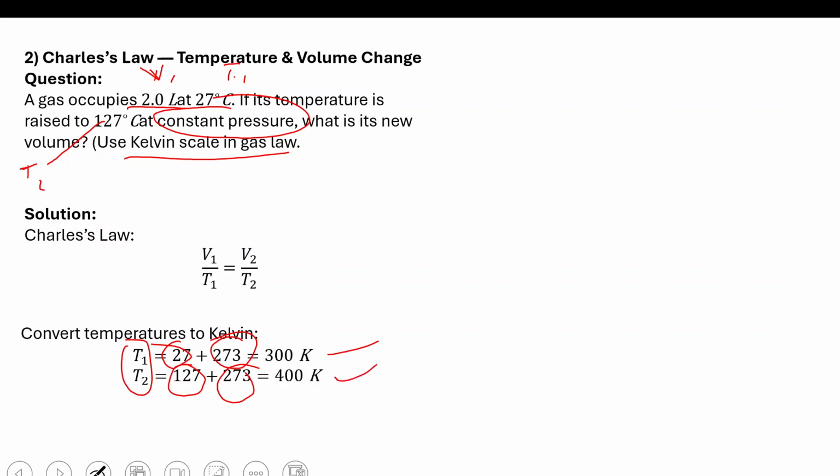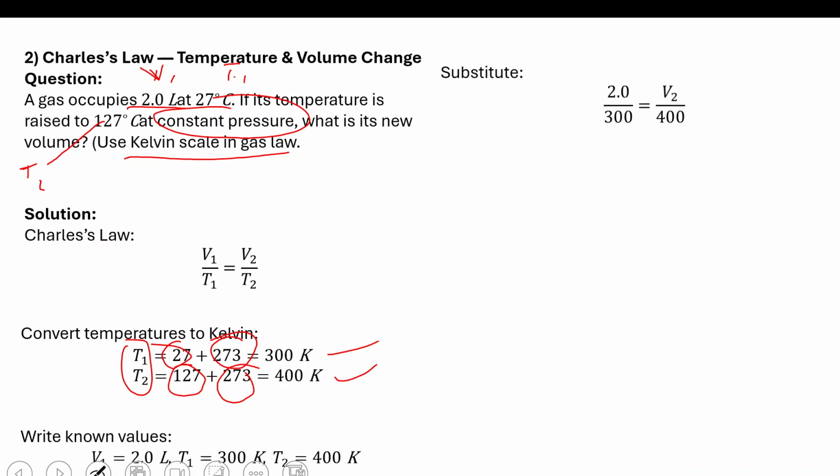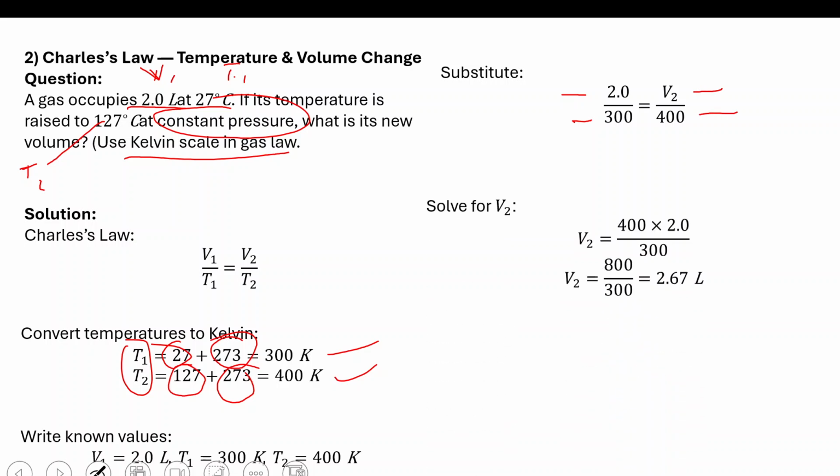Having converted temperatures to Kelvin, we'll plug it into the formula. So this is V1 over T1 and V2 over T2. So we can make V2 the subject of the formula. By the time we cross multiply, you get 800 divided by 300 is equals to 2.6 liters. 2.6 liters is the answer.